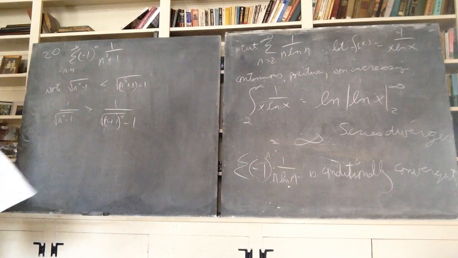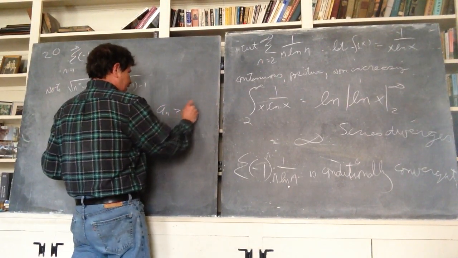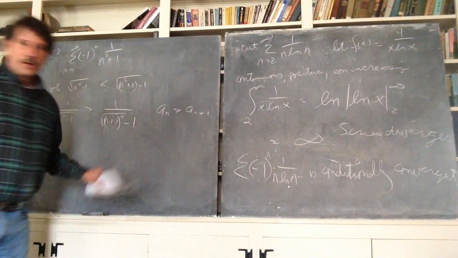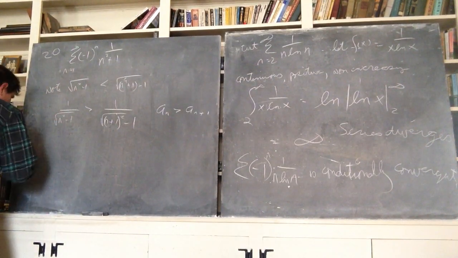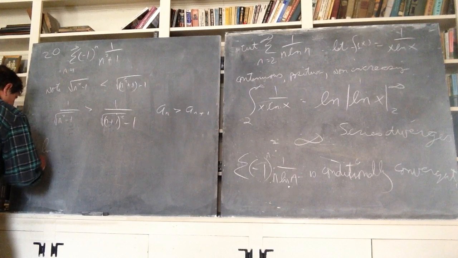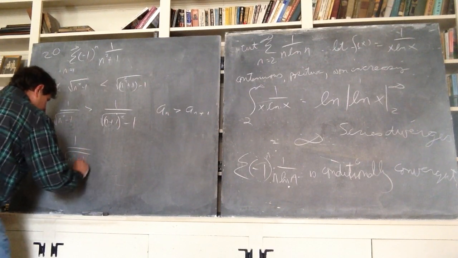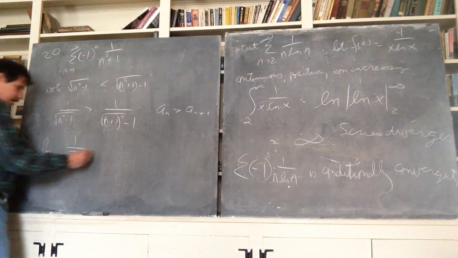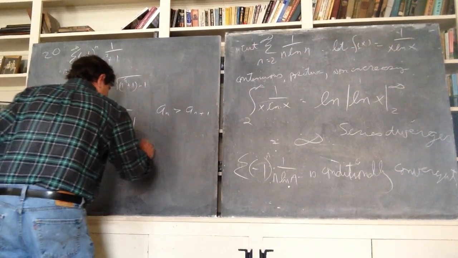So therefore, a sub n is greater than a sub n plus 1. So it's decreasing. And furthermore, let's find the limit of this. The limit, as n goes to infinity, of 1 over the square root of n squared minus 1, this is getting big, is 0. That series, the alternating series, converges.